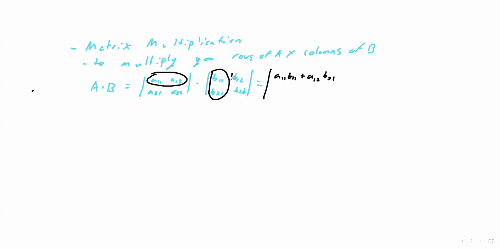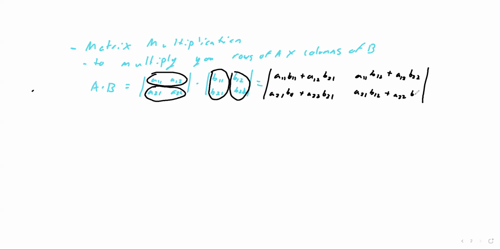Then you would take the first row times the second column. And now you would get A11 B12 plus A12 times B22. That would give you another element. Then you would take the second row and multiply to each independent column as well. So this would give you A21 B11 plus A22 times B21. That again would give you one element, and then take second row times second column, and then you would get A21 B12 plus A22 times B22, and that would give you another element.